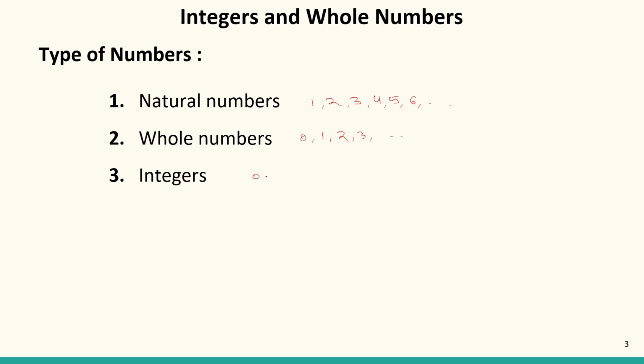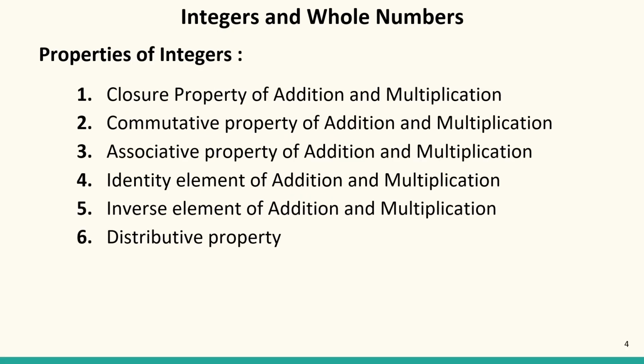How? It is 0, 1, 2, 3, that is, the whole numbers were there, and the negative counterparts of natural numbers were also there: -1, -2, -3. So these are integers. And we had also learned what kind of properties integers possess.